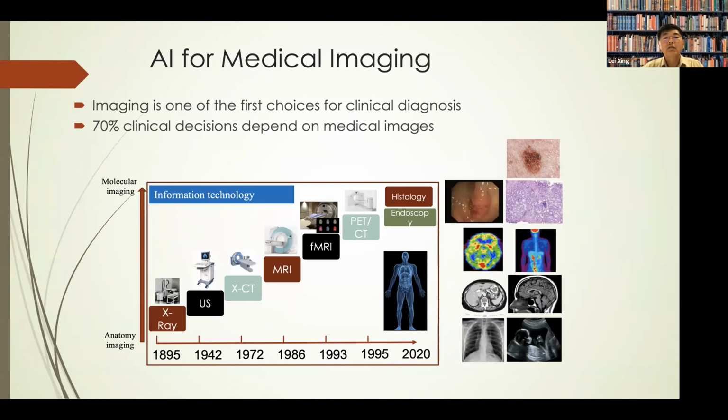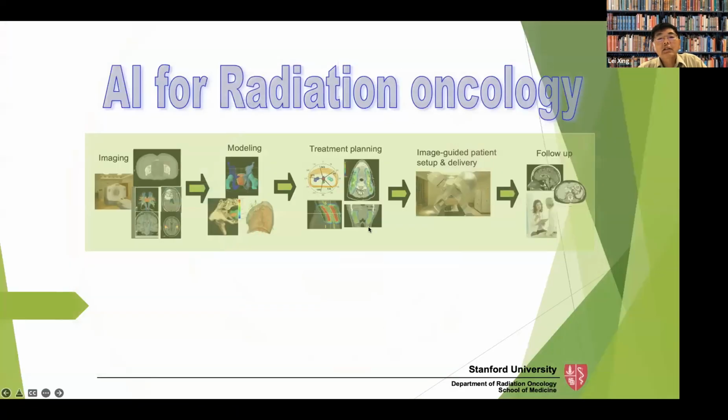You just name it: MRI, functional MRI, and PET. And of course a lot of pathology information. So that's why it's not an easy task to come up with something that is immediately implantable in the clinic. Okay, so this is also the clinical workflow.